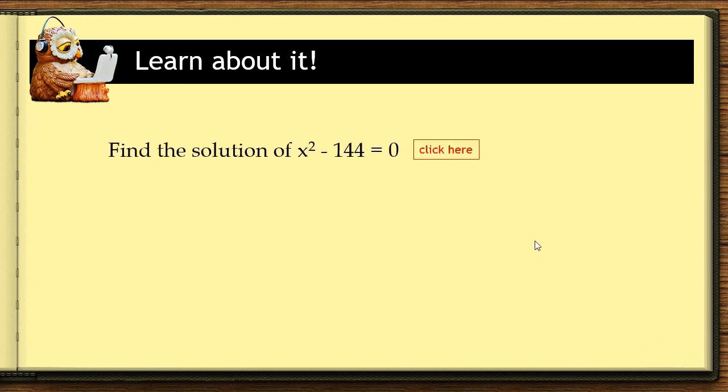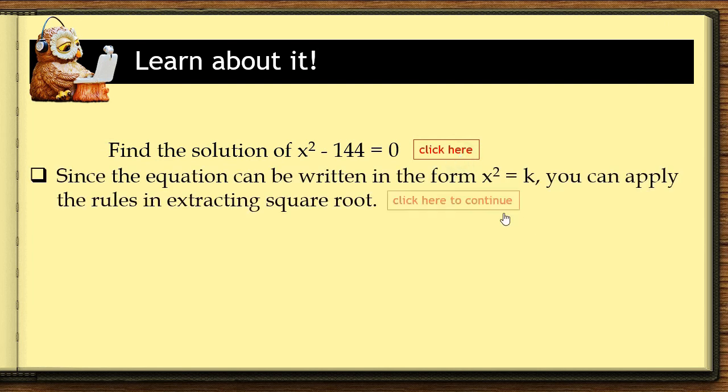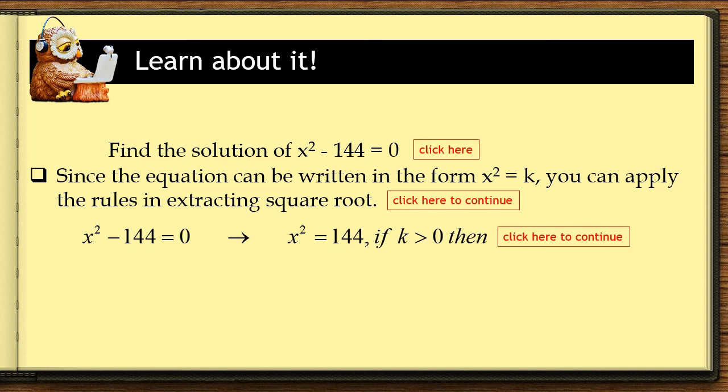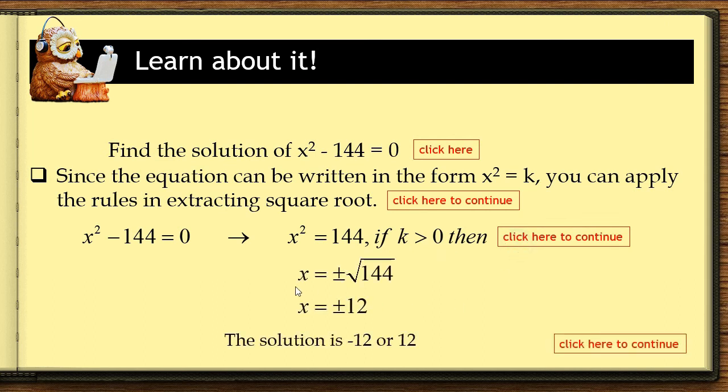Let us try this example. X squared minus 144 is equal to 0. Since the equation can be written in the form x squared equals k, you can apply the rules in extracting square root. So our example will become x squared equals 144. Since the value of k, which is 144, is greater than 0, then the value of x will be positive or negative square root of 144, or positive and negative 12.